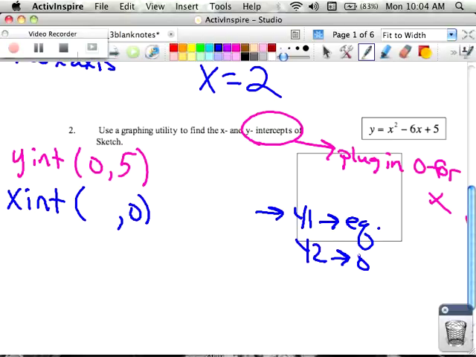So in your y1, you're going to put down x squared minus 6x plus 5, and then y2. What do you put on y2? 0.